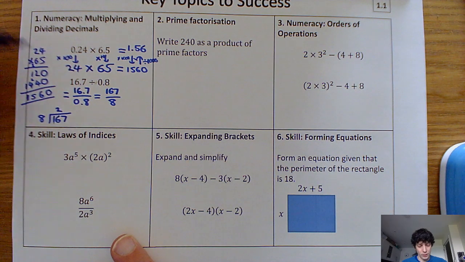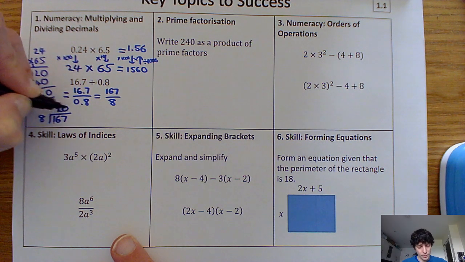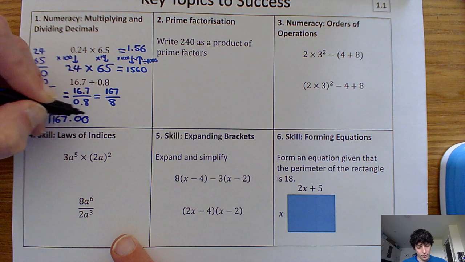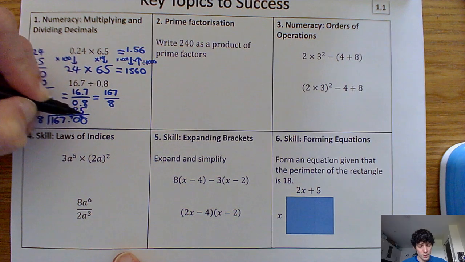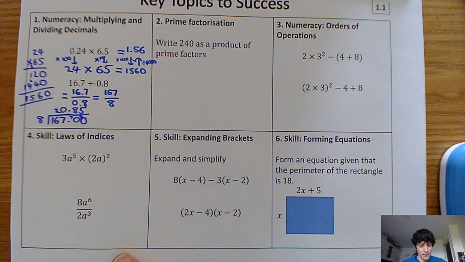So I'm just going to use the standard bus stop method to do that here. Again, you can use whatever method works best for you. I think it should be 20. That's not right at all.